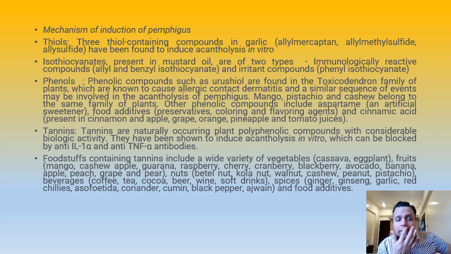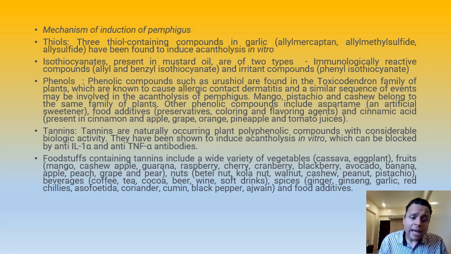So what is the mechanism? The thiol containing compounds in garlic, like allyl mercaptan, allyl methyl sulfide, and allyl sulfide, they ask you sometimes what is that thiol containing thing. They actually contain thiol and are present in garlic, and have been found to induce acantholysis in vitro. So the process is they can cause loss of cohesion of the keratinocytes, which is called acantholysis.